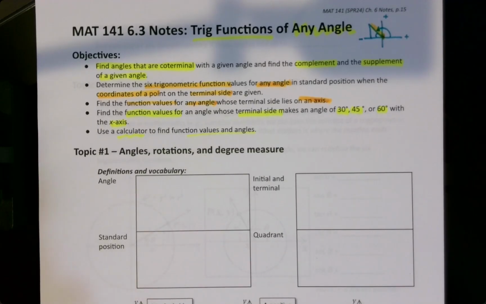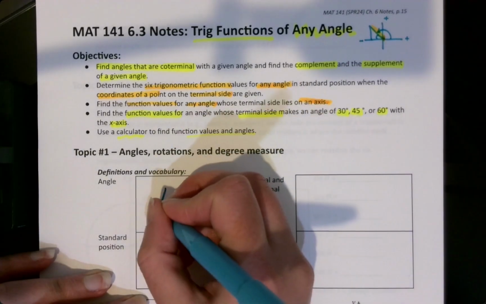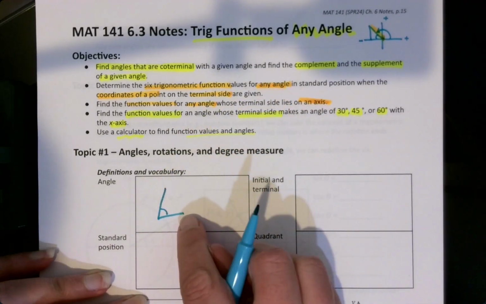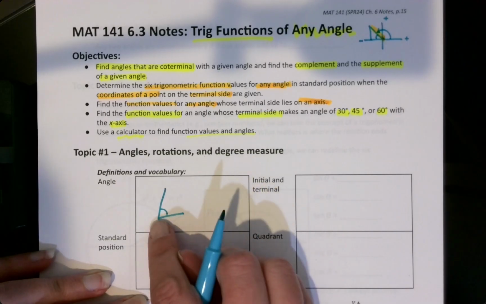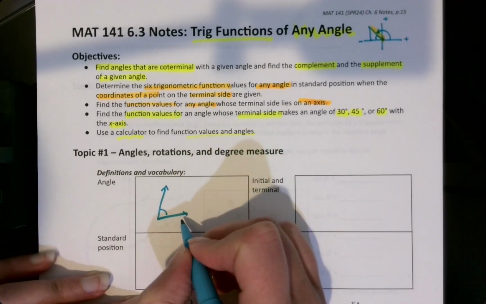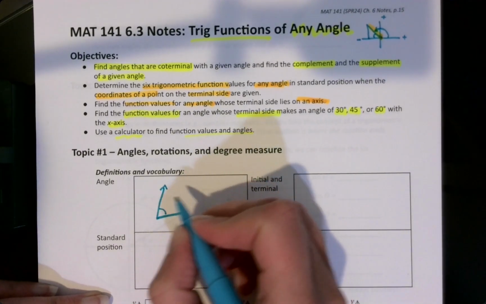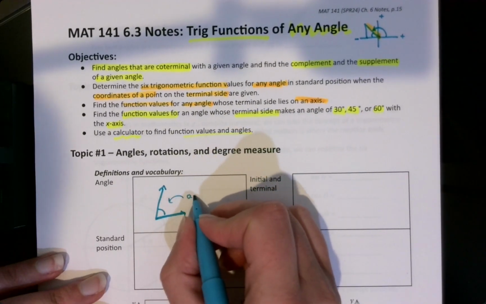Let's go ahead and look at topic 1. We're working on angles, rotations, and degree measure. So definitions and vocabulary here. For our words angle and initial and terminal, looking across here, we've got our angle as defined between 2 rays. The first ray and the second ray, the angle is the measurement of the arc in between those. So just a diagram of an angle.